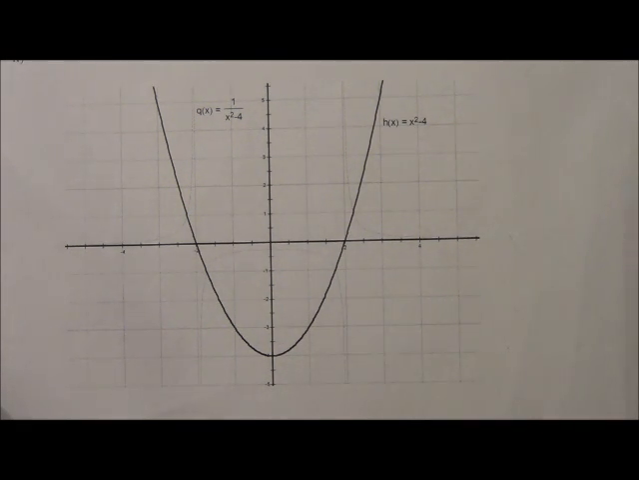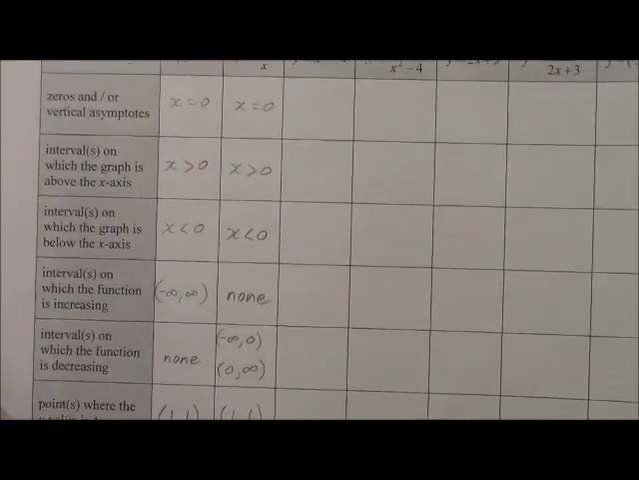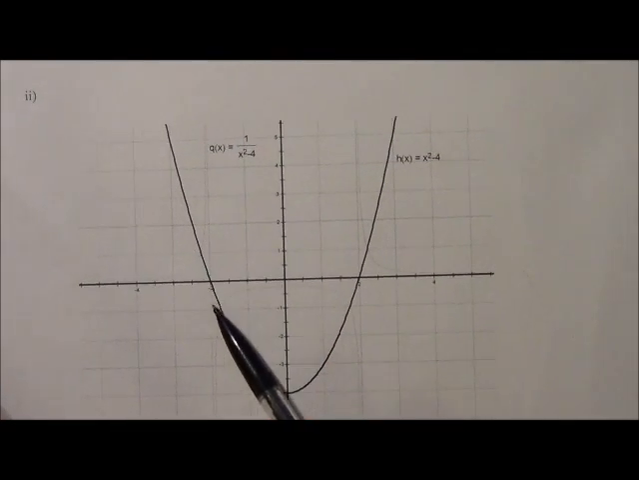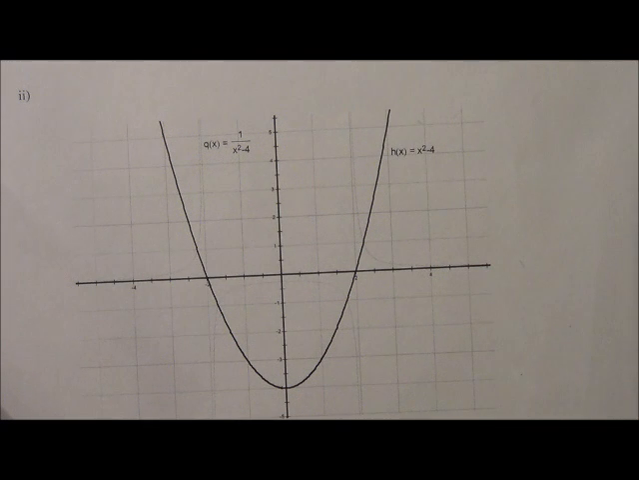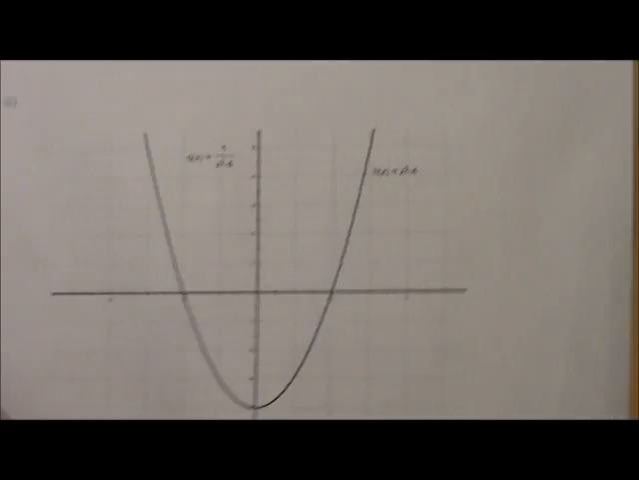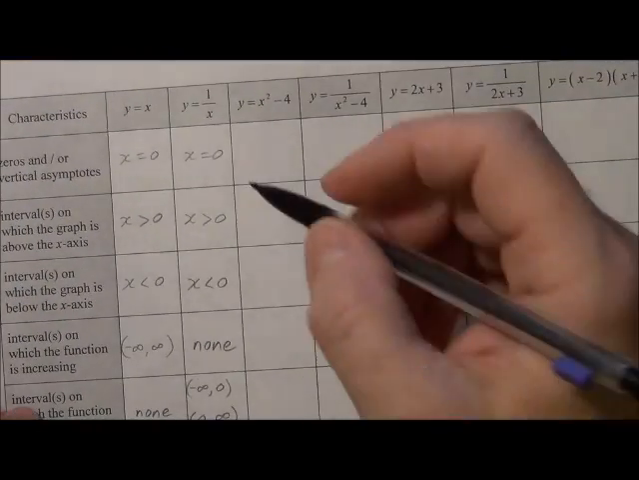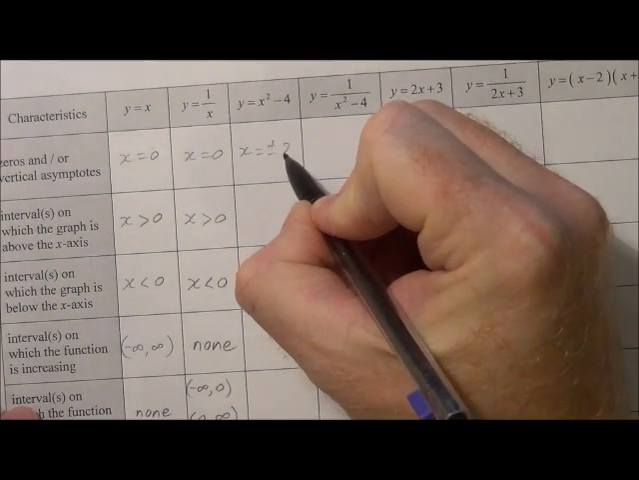Alright, so let's fill out this table again for the quadratic function first, and then we'll do the same thing for the reciprocal function and see what features we have in common here. So first of all, for the quadratic function, we want to look at any zeros or vertical asymptotes. Well, we see with this quadratic there are no vertical asymptotes, but there are 2 zeros, one at -2 and one at +2. So we can say here x equals positive or -2.